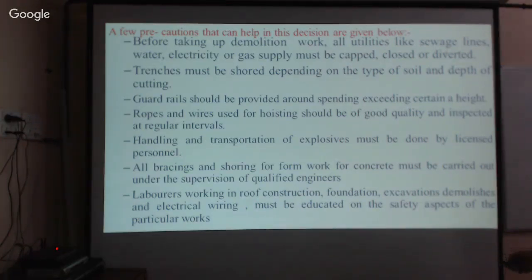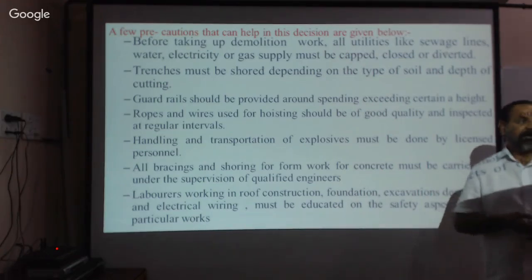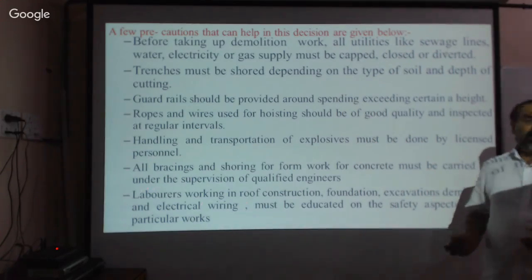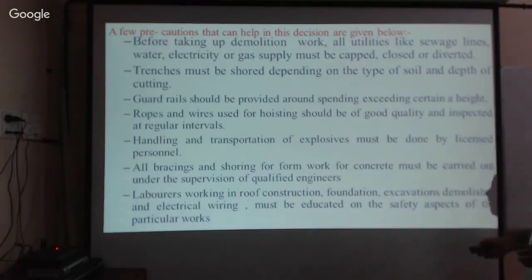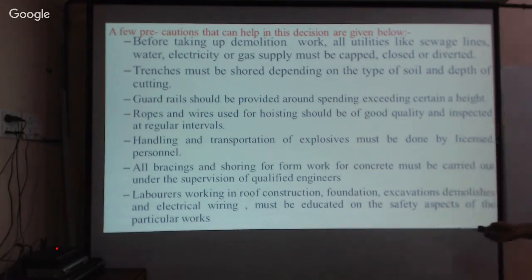Today there are skill-gaining programs. The central government and state governments are organizing skill development programs, because the government feels that there is a lack of knowledge in some particular areas. Therefore, each person working at the site must be trained properly in the respective area, whether ordinary workers, foundation work, excavation, demolition, or electrical wiring, and must be educated on the safety aspects of the particular work. For each activity, the safety depends, isn't it? Therefore, let us be very careful in doing this.